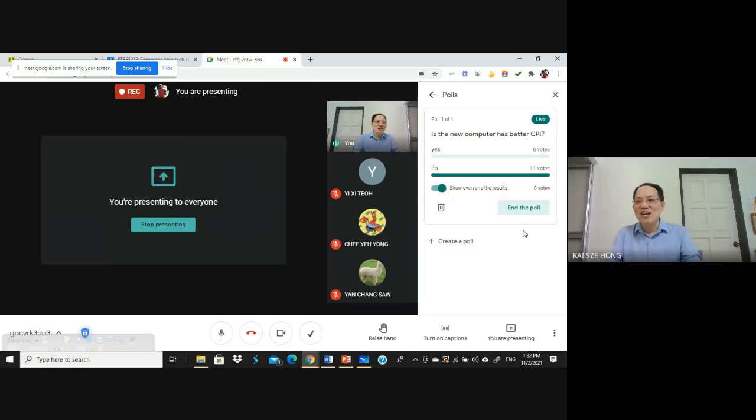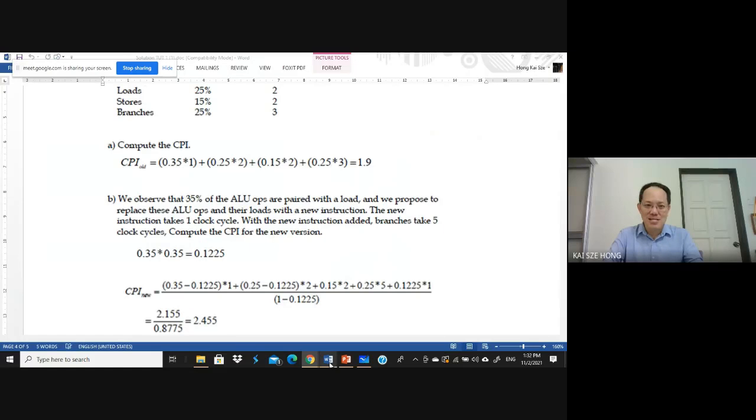Okay. So we are going to end the poll now. Very good, all answered correctly. We have the higher clock cycle per instruction. But does that mean that our new computer is no good? Is that correct? According to CPI, it's no good. But don't forget that the number of instructions has been reduced, right? The time might be different, right?